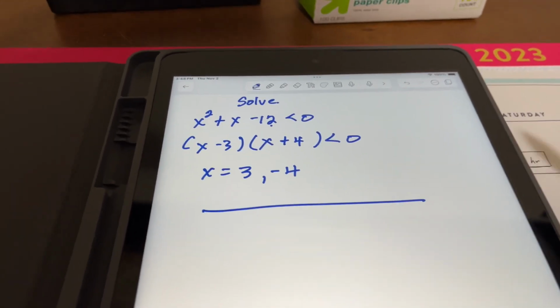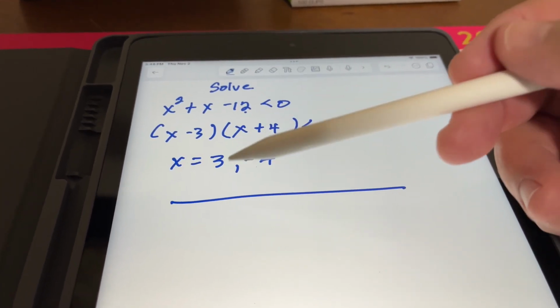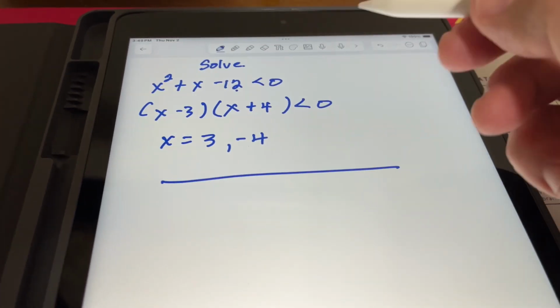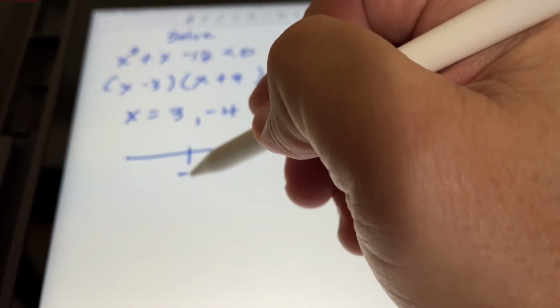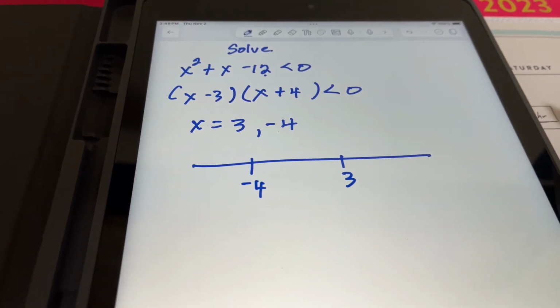So thinking of this as if it were equal to 0, we would get these critical values. So 3 is what makes that one 0, negative 4 is what makes that one 0. So we'll put those on a number line here. And then we're going to check these intervals.